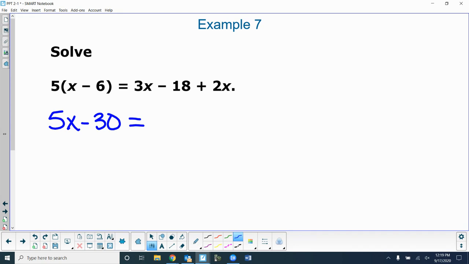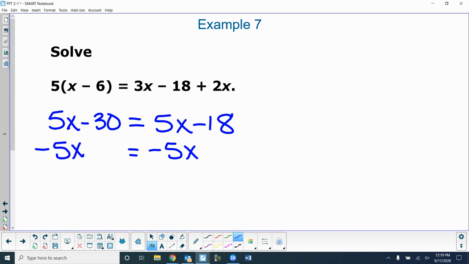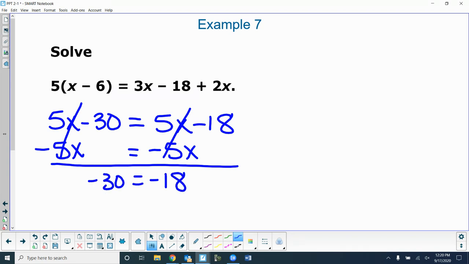Just distribute. Then I'm going to bring the x's together. What happens to my x's? They cancel on both sides, right? So is this a true or a false statement? So that's a contradiction, so there is no solution, right?